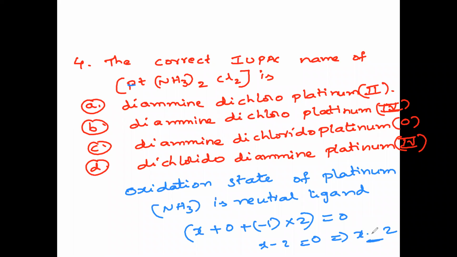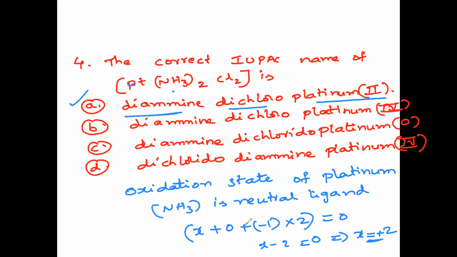X is equal to plus 2. So it is nothing but platinum 2. So the answer is platinum 4 or platinum 2. Here, since two amines are there, we have to see the second option and the first option. Second option, fourth option: platinum 4, platinum 2. Diamine, dichlorido, platinum 2. So the answer is first option. Answer is A, diamine, dichloro, platinum 2.